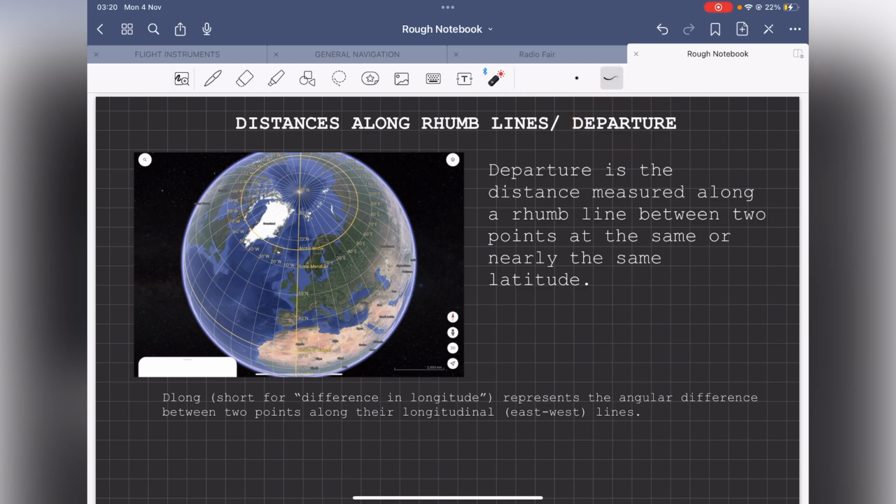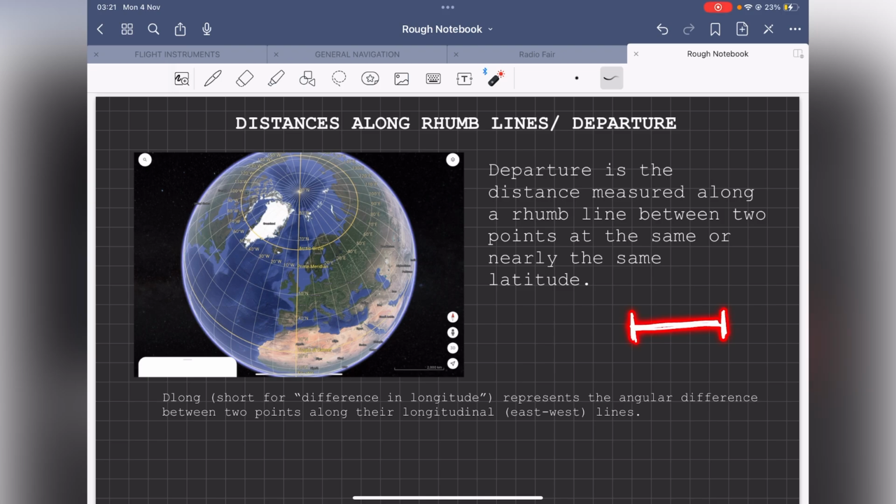Now the departure is the distance measured along a rhumb line between two points which are nearly at the same latitude or at the same latitude itself. Essentially, departure is the distance measured in the east or west direction. So both points have to be on the same latitude or nearly the same latitudes. Then the distance between these two points is known as departure.